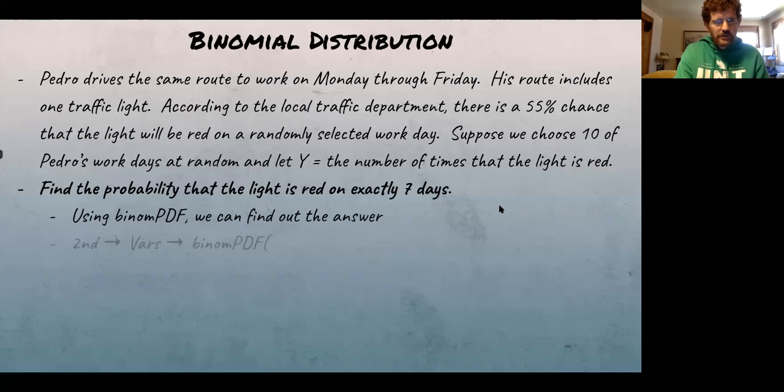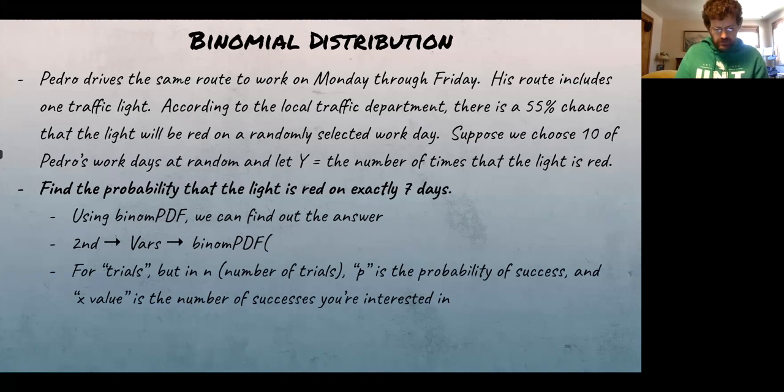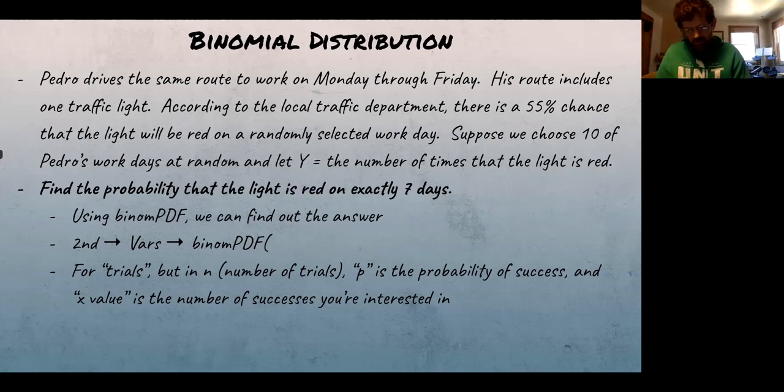It's pretty straightforward. On your calculator, you're going to want to get into your distribution, second variables. You should have some familiarity getting to that. It's easier actually to scroll up to get to your binomial distribution functions. You've got binomial PDF. When you get to that, you've got 3 parameters to put in. You've got your trials, which is the number of trials. Here we've got 10 days that we were getting information on. The probability, P, is that there's a 55% chance that on any given day there's a red light. And the X value you want to find out on exactly 7 days, that's going to be your X value. So I'm going to put 7 right there.